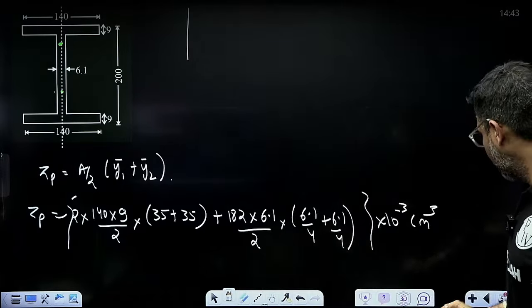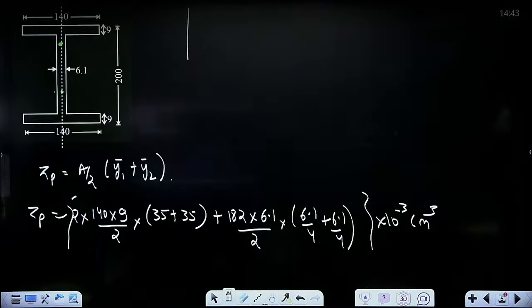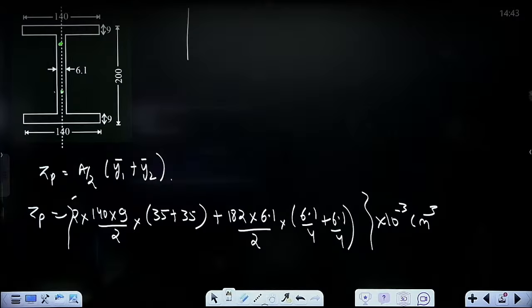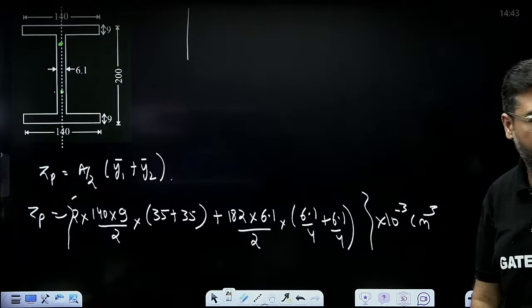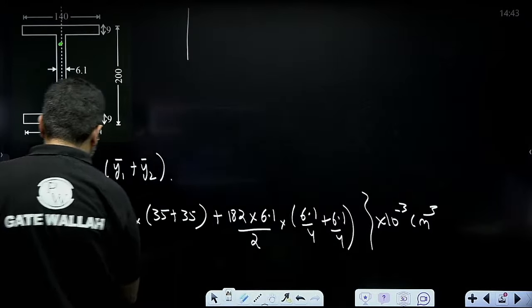We have to find it about the weaker axis. Please do it, make it fast. What answer are you getting here? Answer is 89.9, my dear friend.